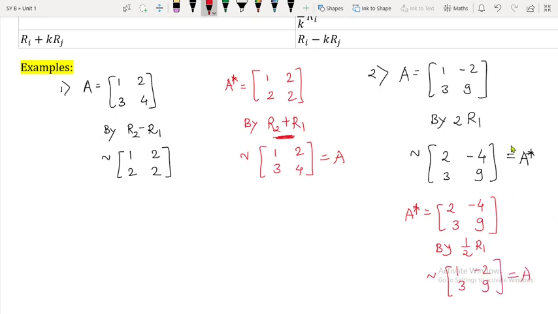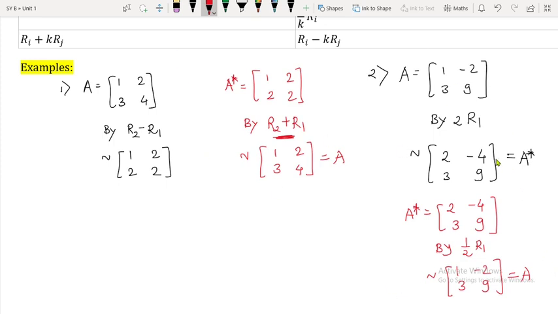So whenever you have k times Ri operation, the inverse elementary row operation for that is 1 upon k Ri. And whenever you have Ri plus k times Rj, the IERO for that is Ri minus k times Rj. And interchanging two rows is easy actually. You can explore that example on your own.